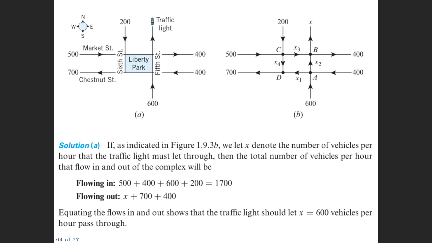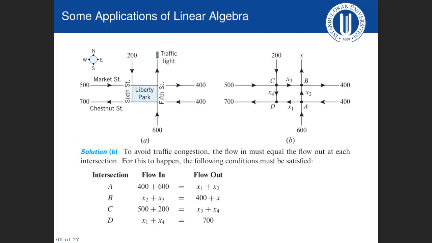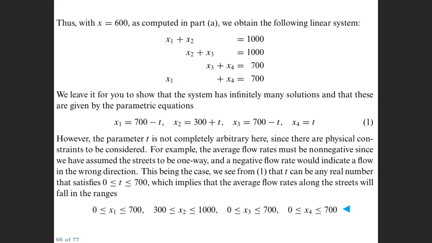Part B asked us to find x1, x2, x3, and x4. If we're looking at each one of these nodes, or each one of these intersections, at A, we have 400 plus 600 coming in, and we've got x1 plus x2 flowing out. At B, there's x2 plus x3 going into the intersection, and 400 plus x going out, etc. So we have a linear system, and we can solve this linear system.